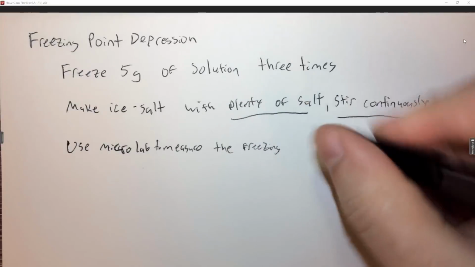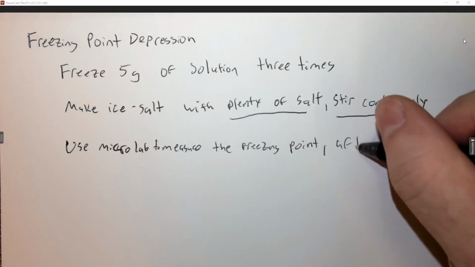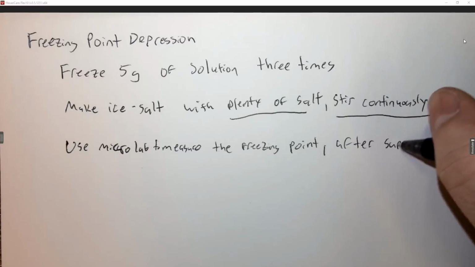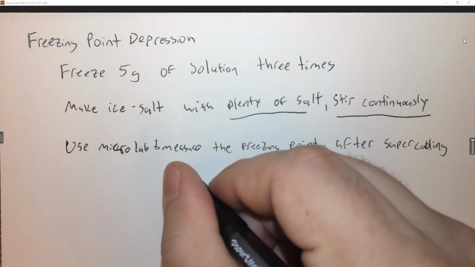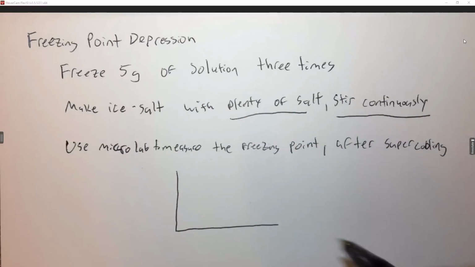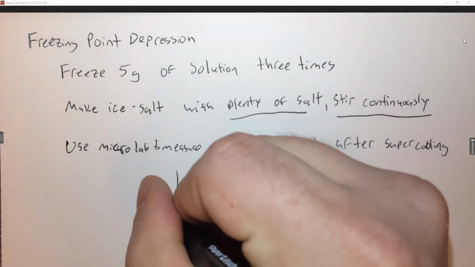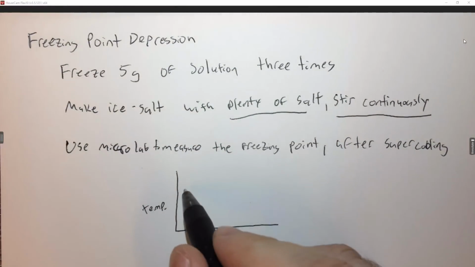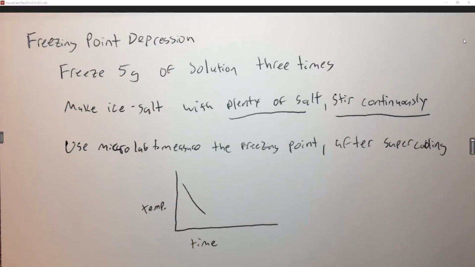Be sure to account for supercooling. So make sure that you measure the freezing point after supercooling occurs. When you're doing this experiment, remember that on your graph of time versus temperature, you're going to see the temperature coming down over time, and then you'll see one of two things.